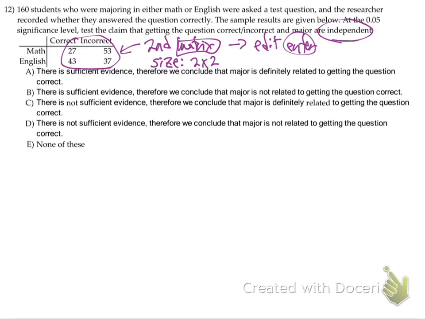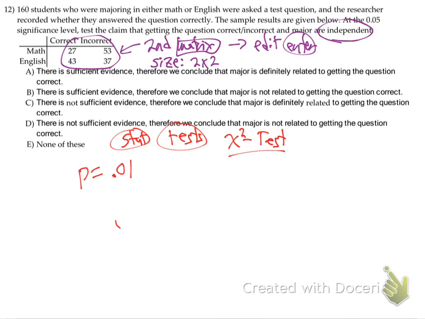And then when you're done with that, you come on down, hit stat and tests, and go all the way to chi-square test. So not goodness of fit, but just chi-square test. So do the chi-square test, and I'm getting a p-value that is 0.01.